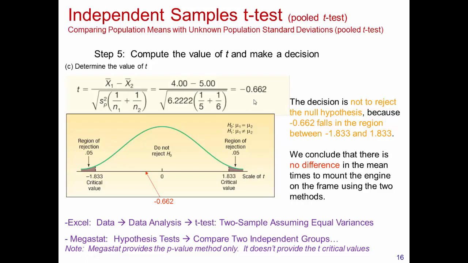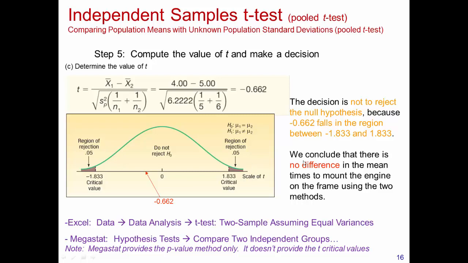So how likely was it that you got what you got? Well, we found it right in here in the do not reject region. If it's very unlikely, we call baloney on the assumption that nothing is going on. Well, this appears that it's not very unlikely, so we do not call baloney. We do not reject the null hypothesis because negative 0.662 falls in the region between negative 1.833 and 1.833. It's in the do not reject the null hypothesis region.